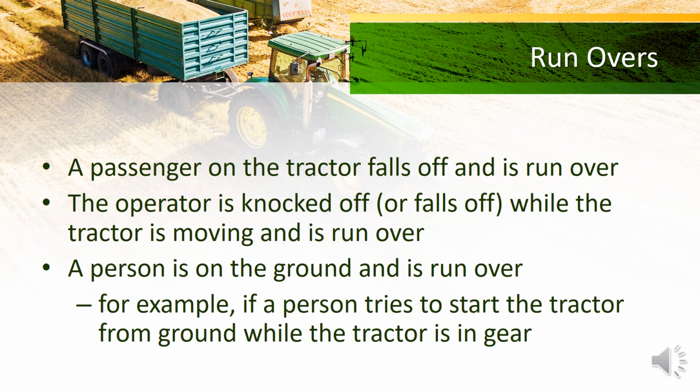Another way to be run over is if the operator falls off or is knocked off while the tractor is moving. This occurs if you try to go under a low-lying tree branch that you didn't see and it knocks you off.